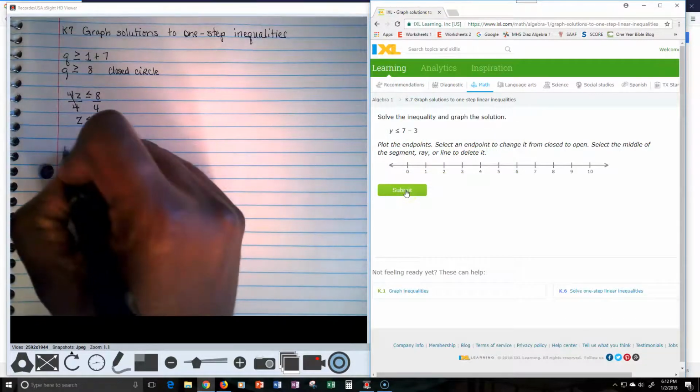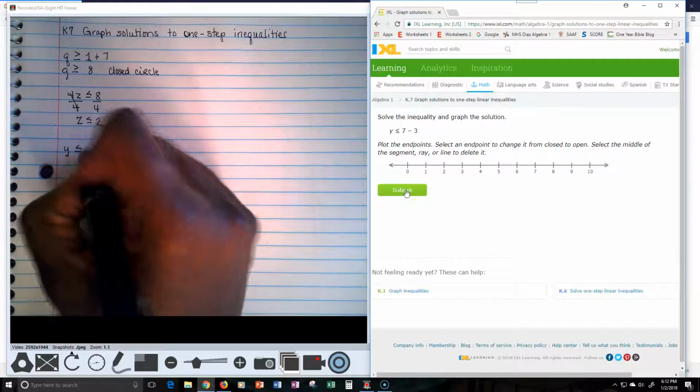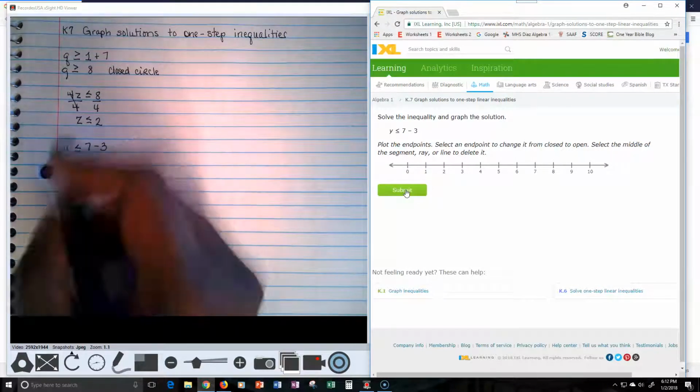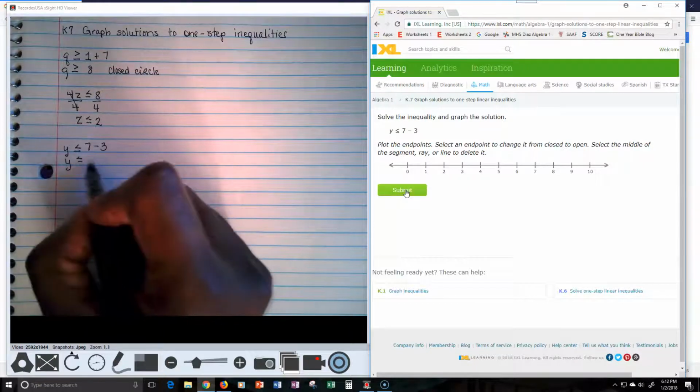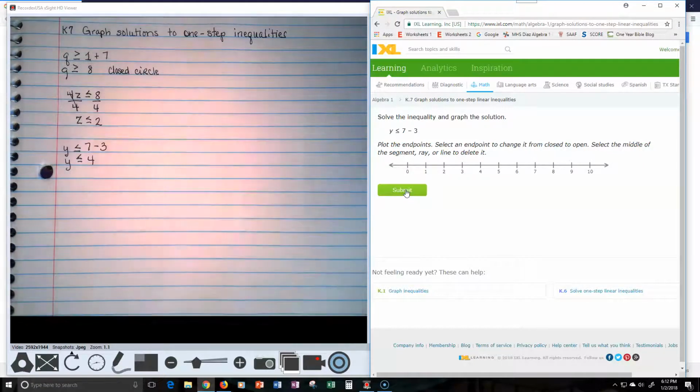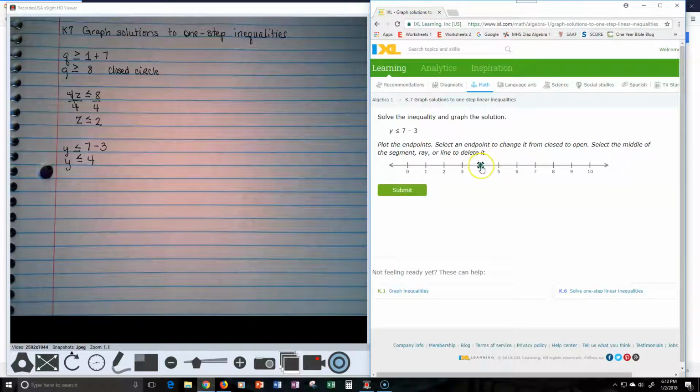Next, we have y is less than or equal to 7 minus 3. Well, y therefore is less than or equal to 7 minus 3, which is 4. So we're going to click on 4. Again, we know the circle is closed because we're including the value of 4, and y is all values less than 4.